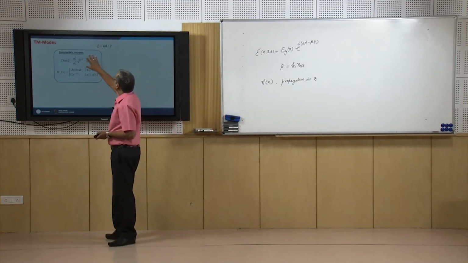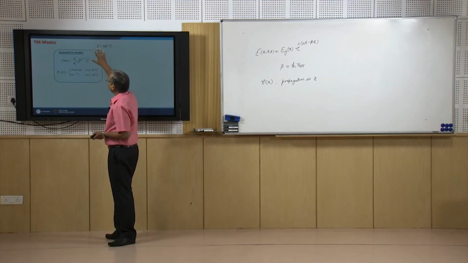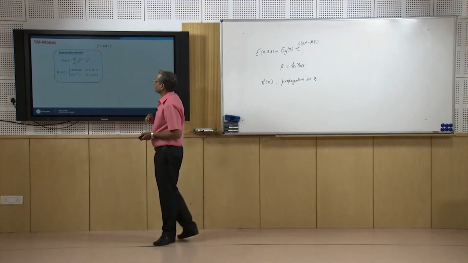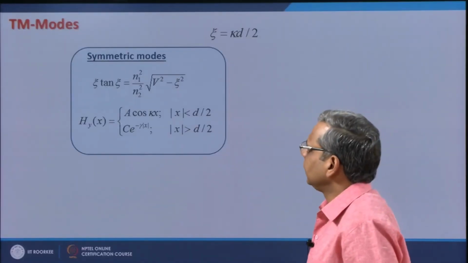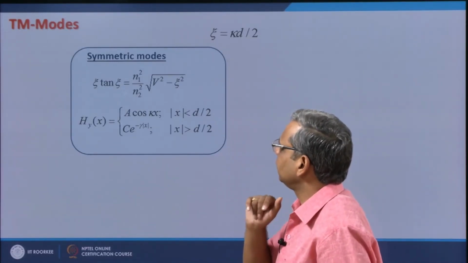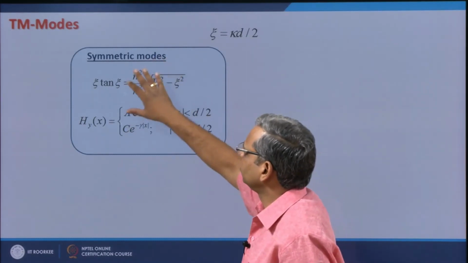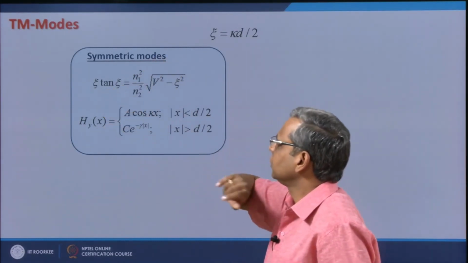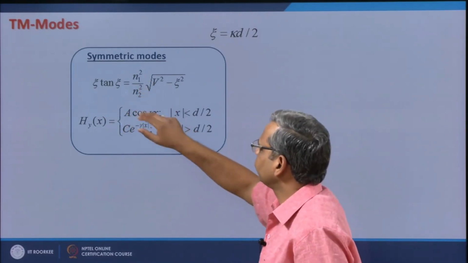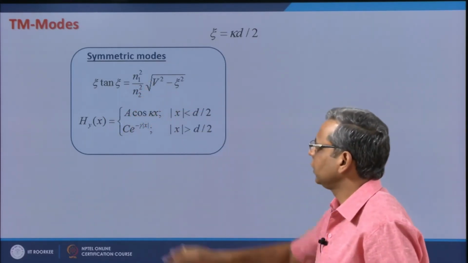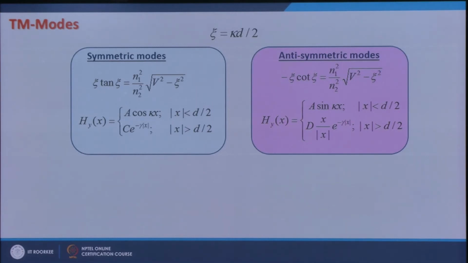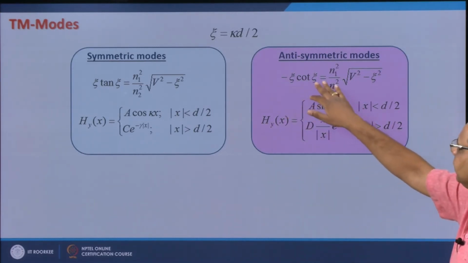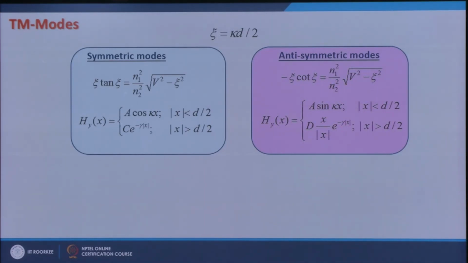So, for symmetric modes, if I now convert this equation into xi and v, then I know xi is nothing but kappa d by 2. Then in exactly the same way as I had done for the TE case, for symmetric modes I will have the equation as xi tan xi is equal to n1 square over n2 square times the square root of v square minus xi square, and this is the field. Similarly, for anti-symmetric modes, the equation would be transformed to minus xi cot xi is equal to n1 square over n2 square times the square root of v square minus xi square, and this is the field.